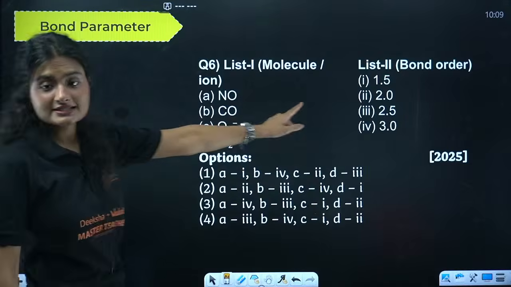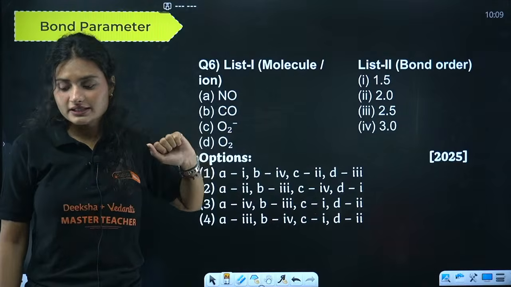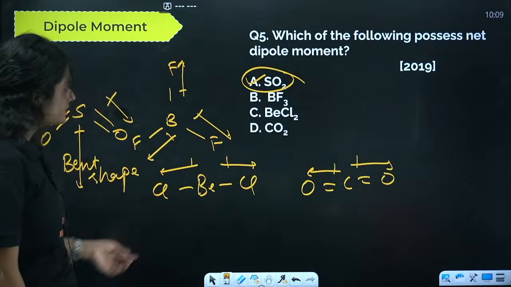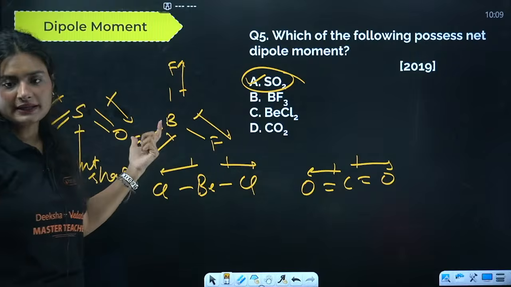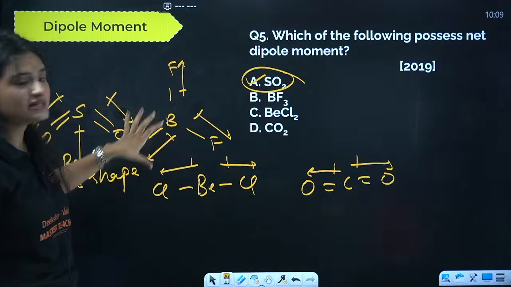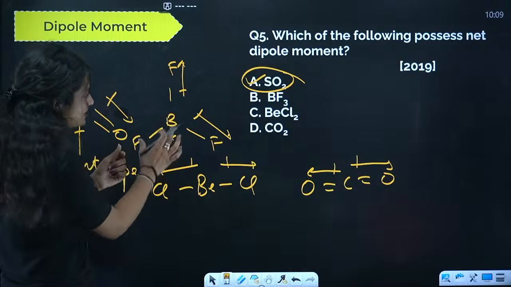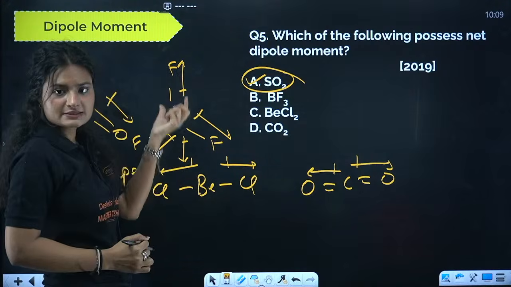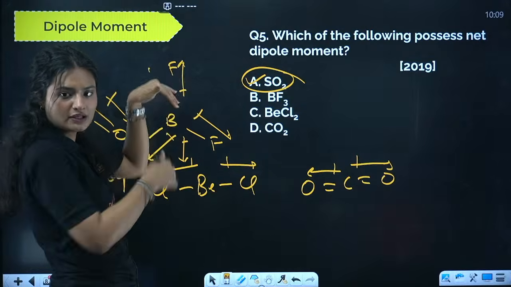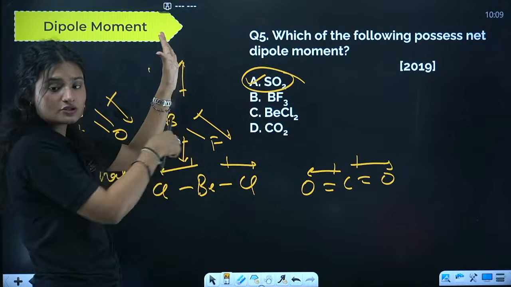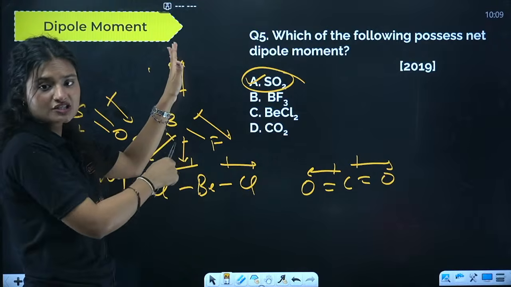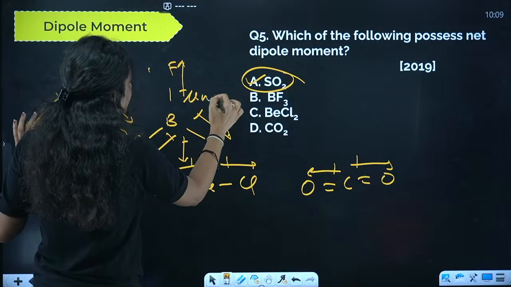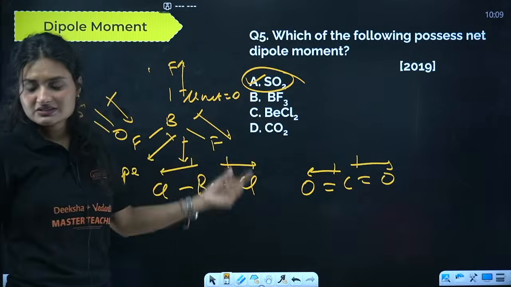Next question. I told you, don't have the time to calculate it all, so just use the trick. B is not correct, because BF3 is a trigonal planar molecule. These two bond dipoles are not opposite, but the opposite BF bond has a dipole moment equal in magnitude and opposite in direction. That's why they cancel out, and this molecule has a net dipole moment of 0.